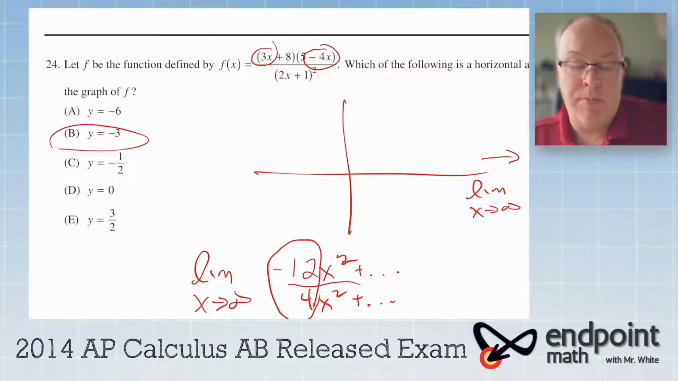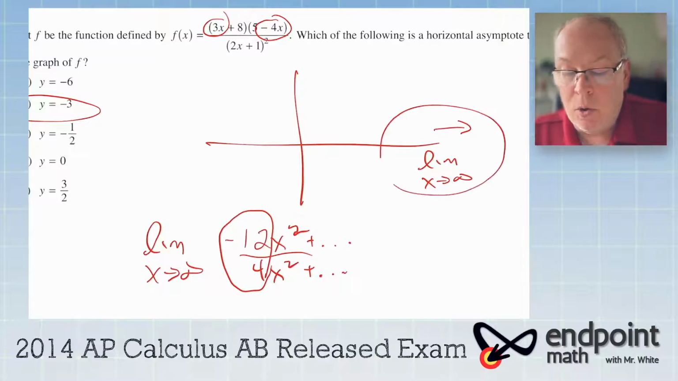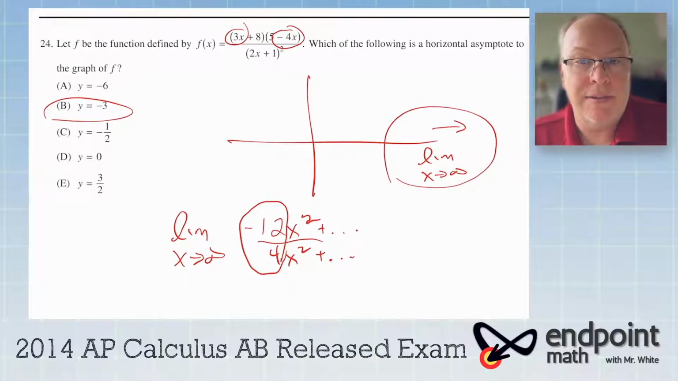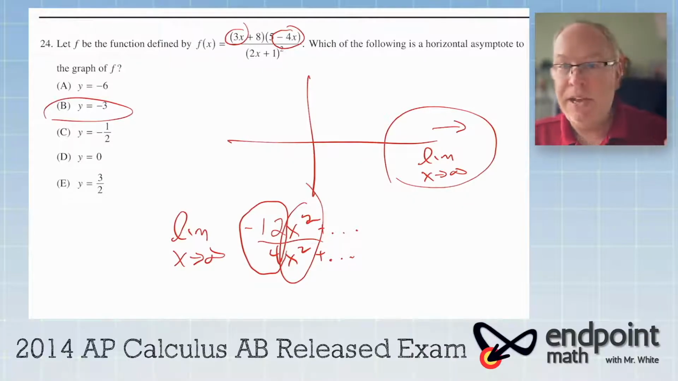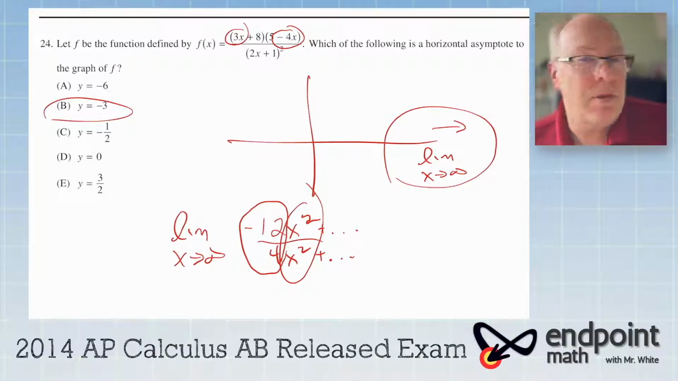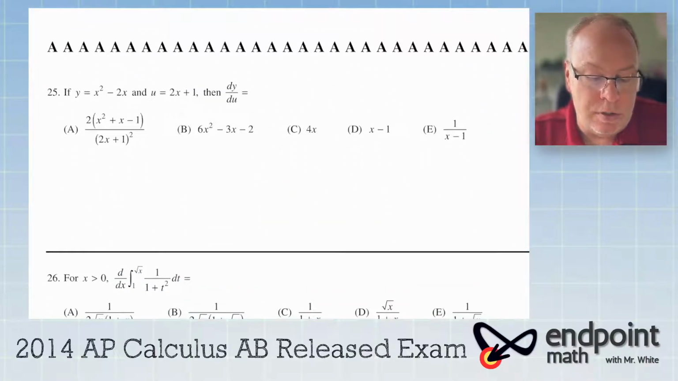So that turned out to be a pretty easy problem as long as you knew what the definition of a horizontal asymptote involves, the limit as x goes to infinity, and you also realize that the degree on the top and the bottom are the same, and there's no reason to multiply that out. Don't waste your time, folks. Just those first two terms are all that matter.